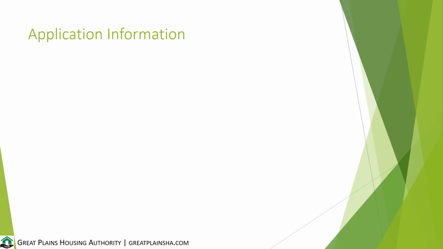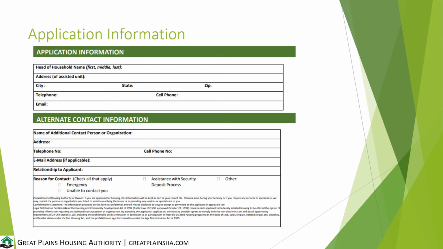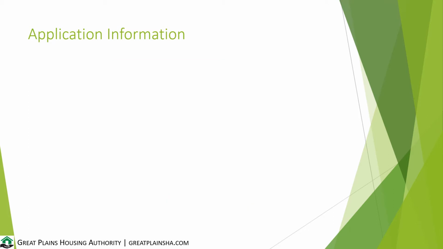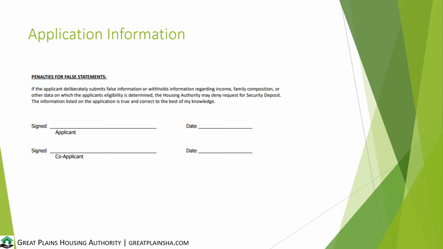The first section of the application that you will need to fill out is the application information. Make sure to provide a working phone number or email so that the housing authority can contact you. Provide alternate contact information if necessary, such as listing a spouse, payee, or anyone else helping you with the application process. When completing the application, be sure to submit your information in full about income, assets, and family composition, as well as other data requested in the application. Be sure all adults sign this section of the application, ensuring that all information provided is true and correct to the best of your knowledge.